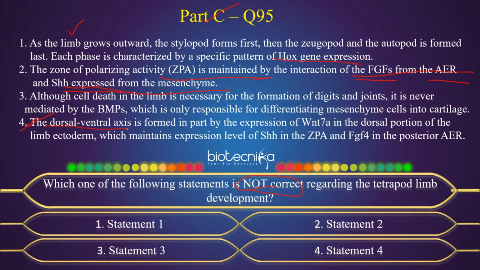The fourth is also right. The dorsal-ventral axis is formed in part by expression of WNT7A in the dorsal portion of the limb ectoderm. Yes, so even the dorsal-ventral axis has to be formed, that is, which is the back side of the hand and which is the front side of the hand. Again, there is a difference. So they are saying it is maintained by WNT7A, which is expressed in the dorsal portion. And that maintains the expression level of SHH in the ZPA and FGF4 in the posterior AER. Okay, so let's see if this is correct. They are saying WNT7A maintains SHH in ZPA and FGF4 in posterior AER.